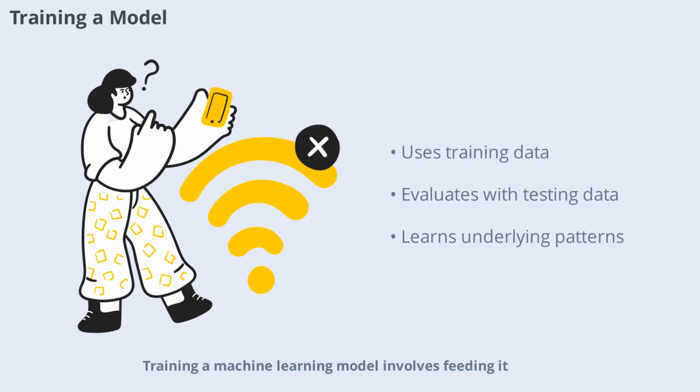Training a machine learning model involves feeding it data and allowing it to learn the underlying patterns. The process starts with a dataset, which is split into training and testing parts. The model uses the training data to learn, and then its performance is evaluated on the testing data. This helps ensure the model can make accurate predictions on new, unseen information.